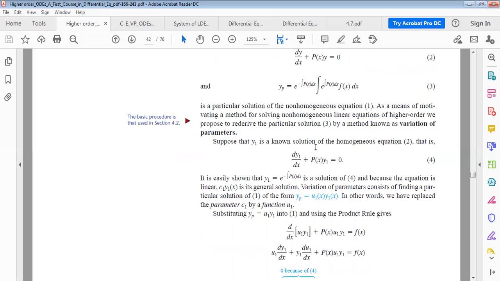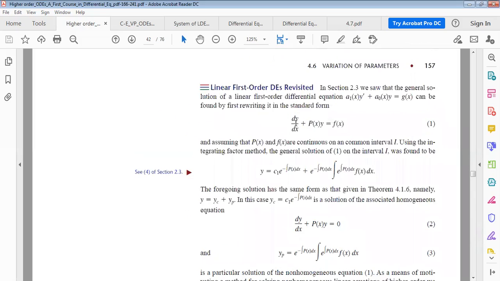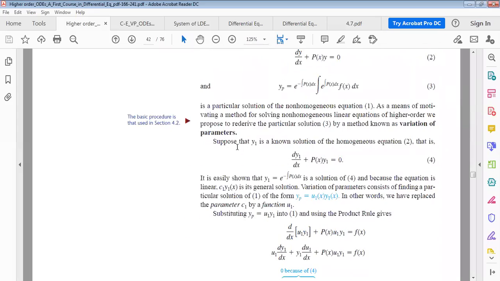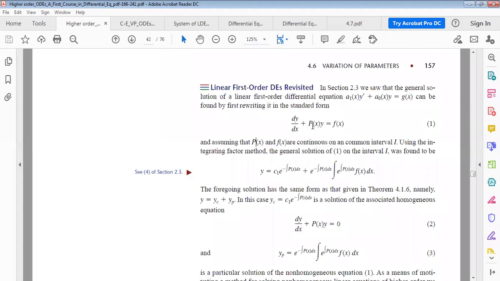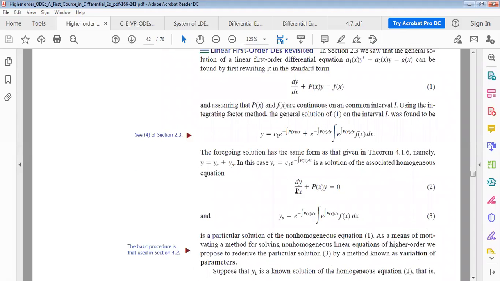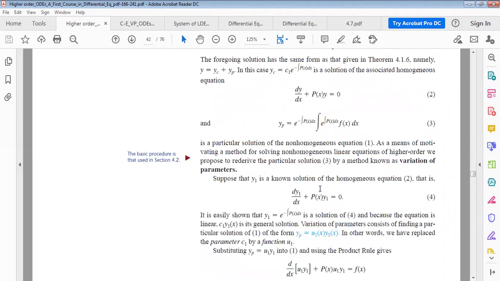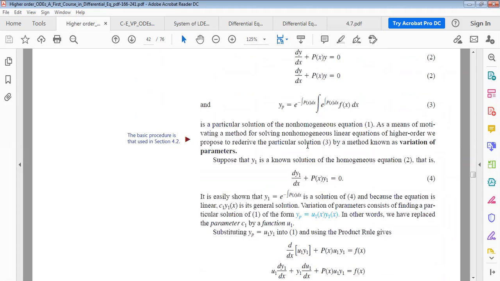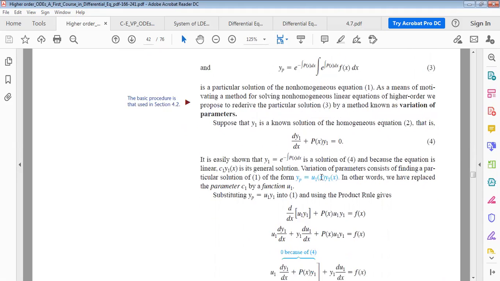So to solve this linear differential equation, which is non-homogeneous, suppose y1 is a known solution of the homogeneous equation 2. That means this equation, right? This is the homogeneous equation. Let y1 be the solution. Then it will satisfy the equation. Just putting y1 in place of y, we get this one. It is easy to show that y1 equals, this is the trial solution for this.